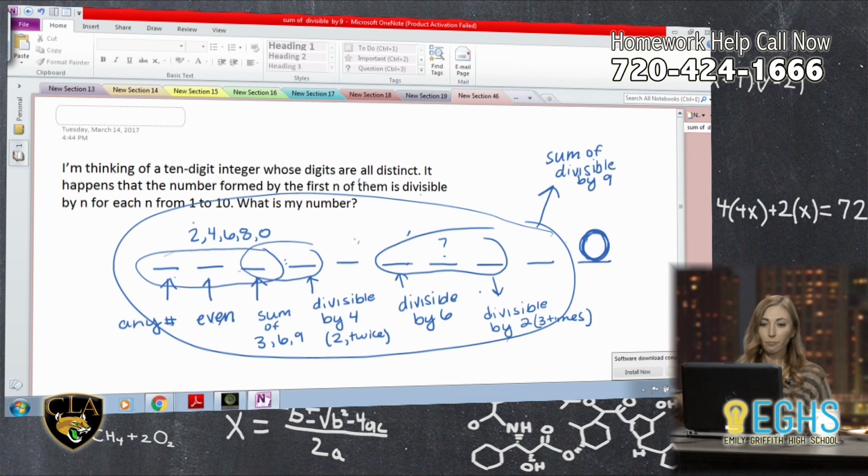Okay, so if I go back to here, we already eliminated 0. So now that has to be 2, 4, 6, 8. So we know the second number has to be even. We know the second to last number has to be even.